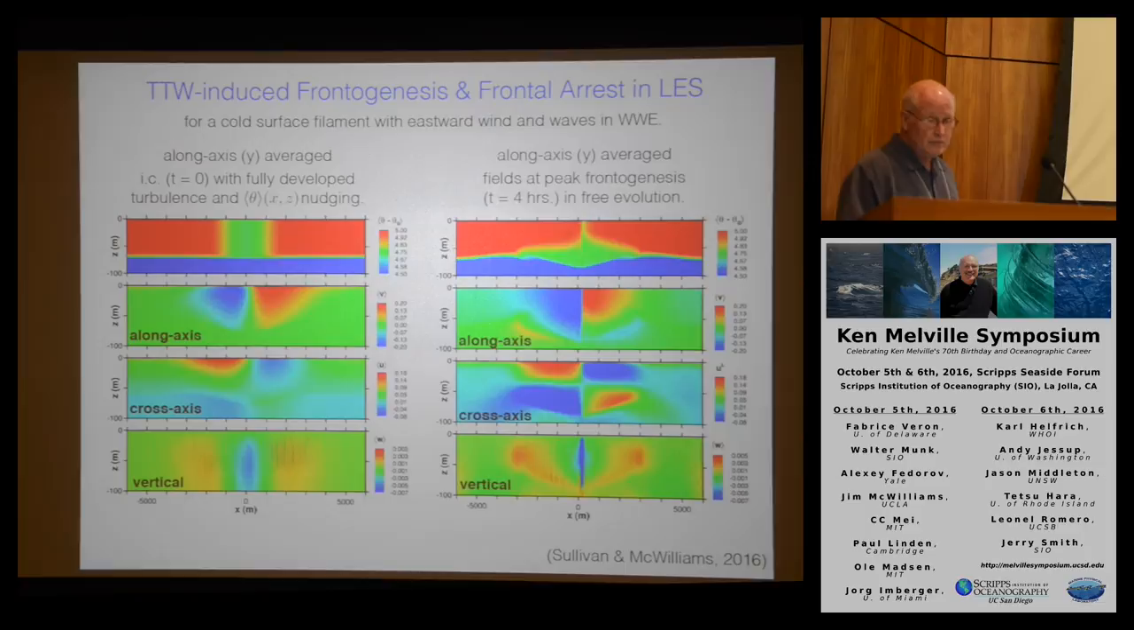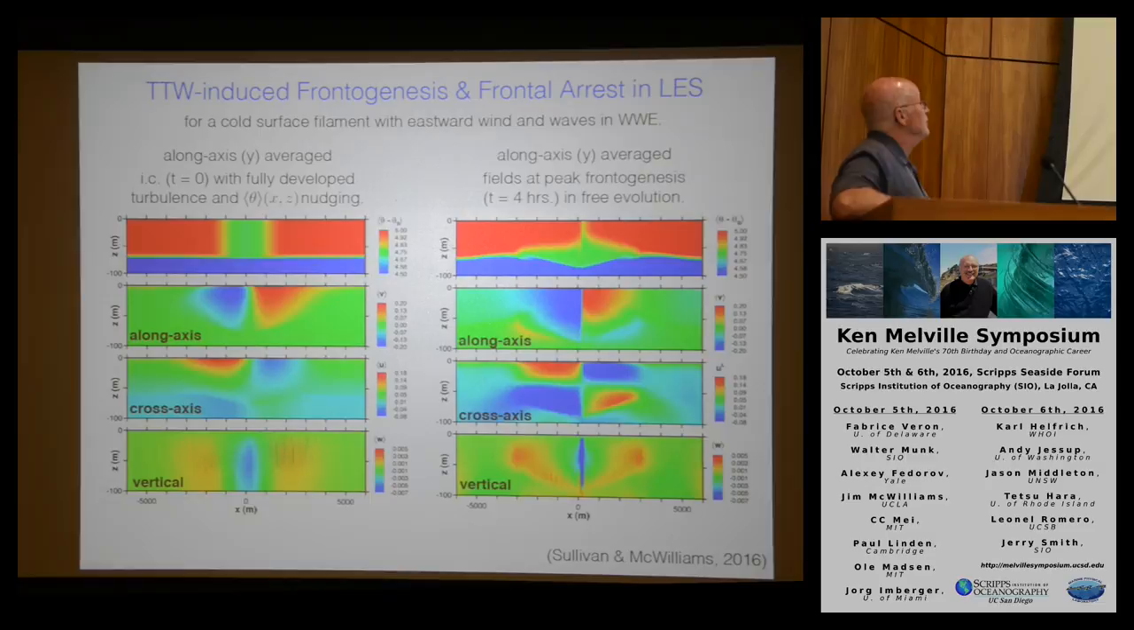So, just along the left, let's look at the initial condition first. This turns out to be an initial condition for a large eddy simulation in which the flow is sort of tricked to be fully developed Ekman layer turbulence in the presence of a nudged surface temperature structure, or two-dimensional temperature structure, which is the top line. So it's a filament. It's a colder temperature line, you know, several kilometers wide.